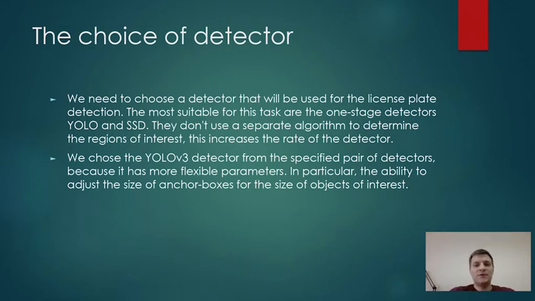We need to choose a detector that will be used for the license plate detection. The most suitable for this task are the one-stage detectors, YOLO and SSD. They don't use a separate algorithm to determine the regions of interest. This increases the rate of the detector. We choose the YOLO detector from the specified pair because it has more flexible parameters, in particular the ability to adjust the size of entry boxes to the size of objects of interest.